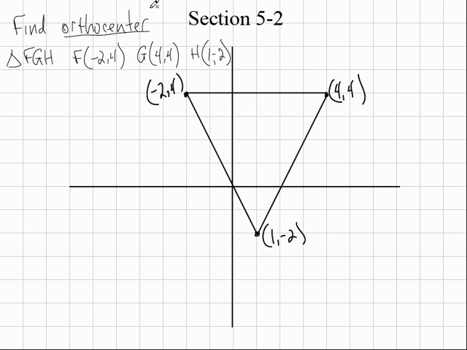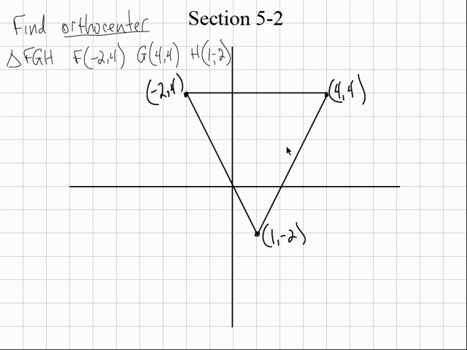Now, the orthocenter starts at a vertex, and it goes perpendicular to the opposite side. It's not quite as easy as just finding the midpoint over here, is it? So we have to make sure. We're not just going to eyeball it. I want to know the exact numbers to take a line and make it perpendicular to the opposite side.